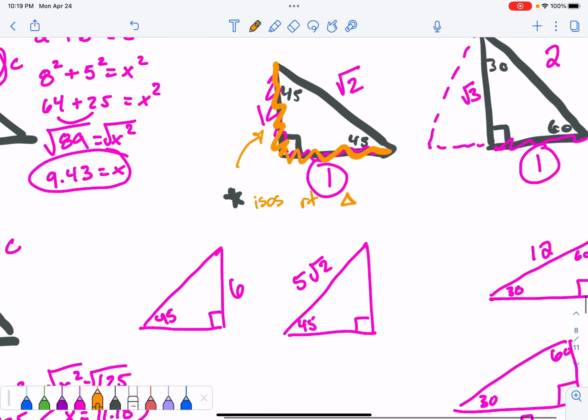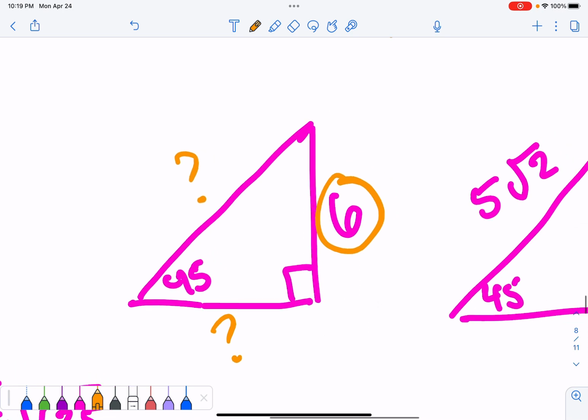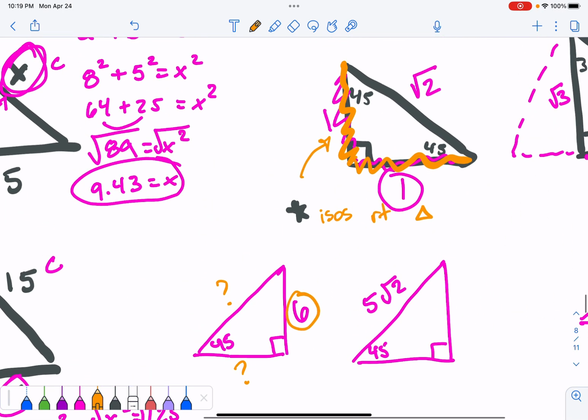Now, we use that to answer questions like this. Let's say this guy is 6, and they want us to name the other sides. What is this and what is this? Going up, I faced him a different direction on purpose so that we can challenge ourselves. This is my 1 side. So if this is 6, then this guy would also have to be 6, okay?